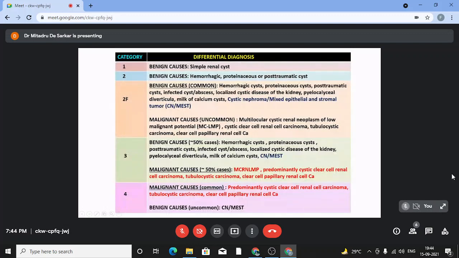So if we look at the various causes of adult renal cyst, like I told, category 1 and 2 will have mostly the hemorrhagic cyst, proteinaceous, post-traumatic cysts, etc.